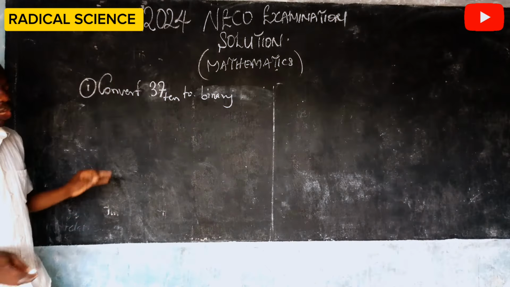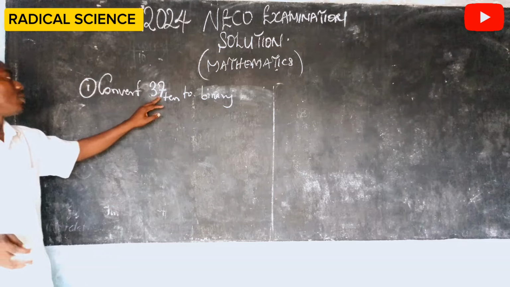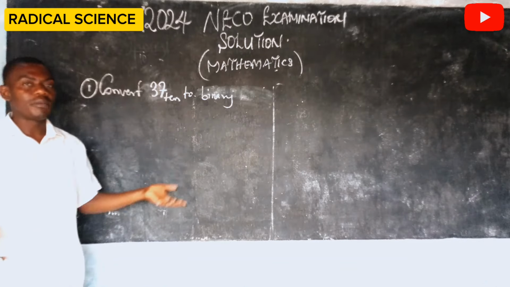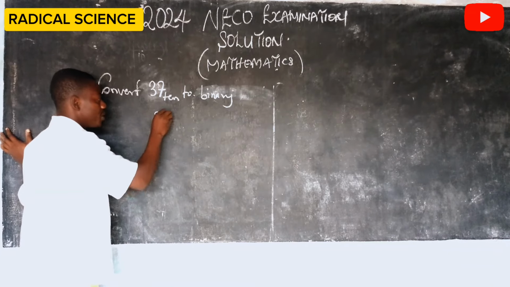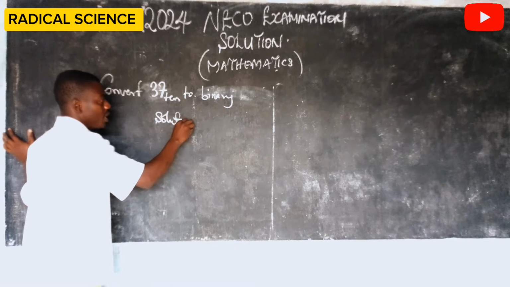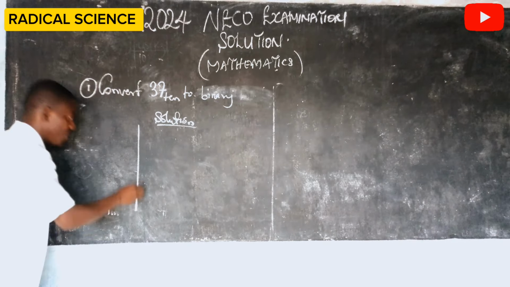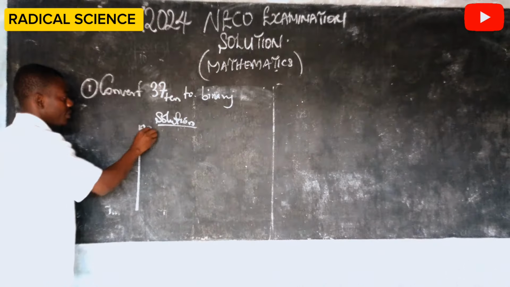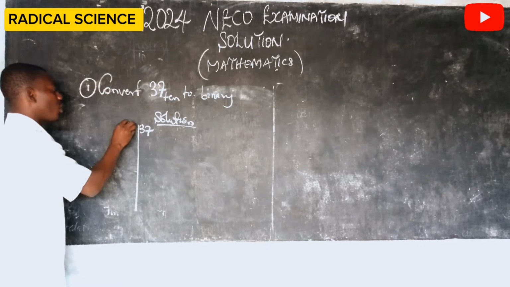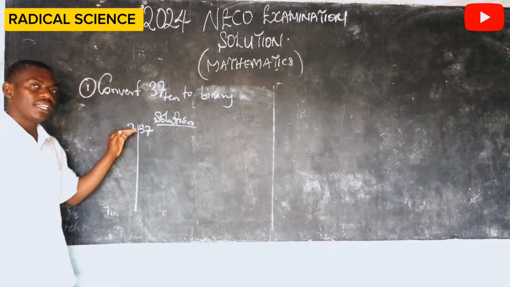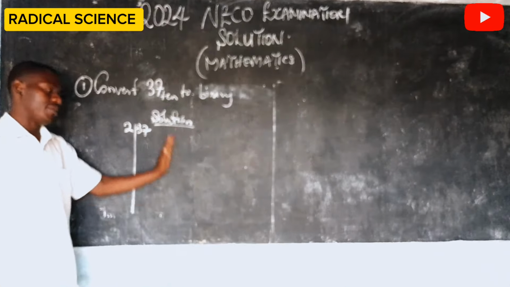If we convert to base 2, you know how to do it. Every number can be in base 10, but we are expected to convert it to base 2. Please follow me as we convert. It is binary. This is 37. Since it is binary, it is base 2. It means that we are going to divide 37 by 2 and write out the remainders.